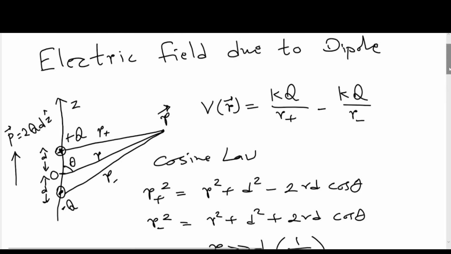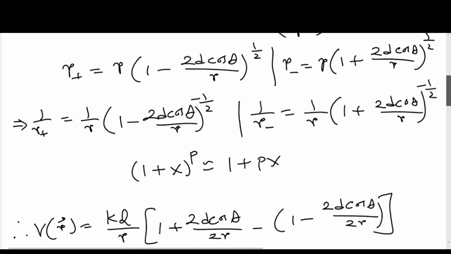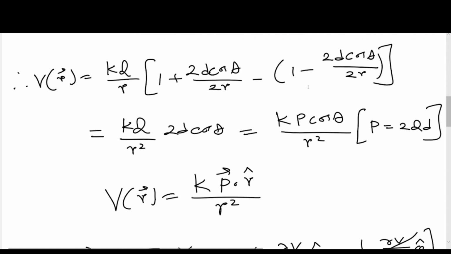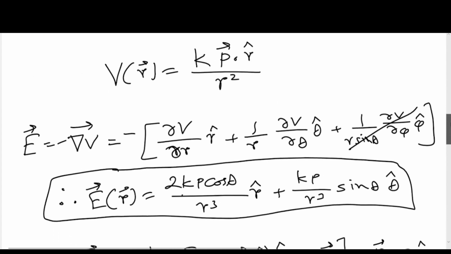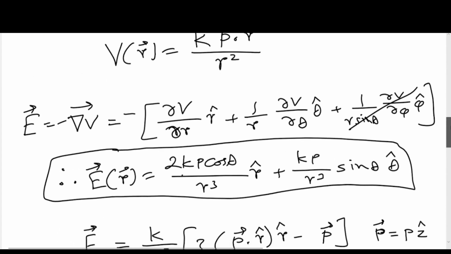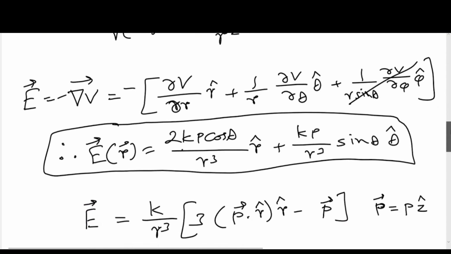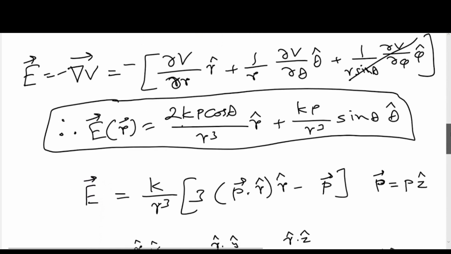So let us summarize the entire video now. We first calculated the electric potential using the superposition principle. For that we get the expression kp cos theta upon r square. Then we took the negative gradient of that and we got the electric field in these spherical polar coordinates. We also saw that we can express this electric field without mentioning any particular coordinate system and write that in a fully vector form.